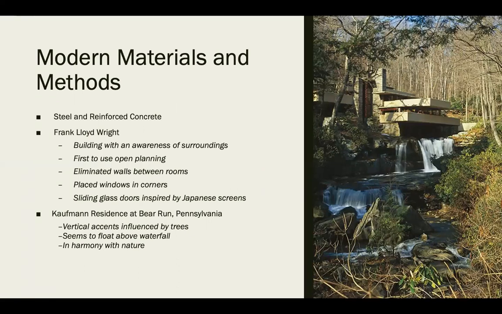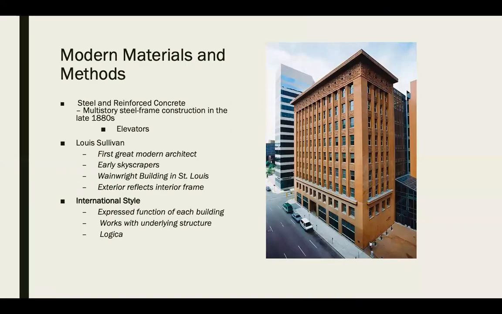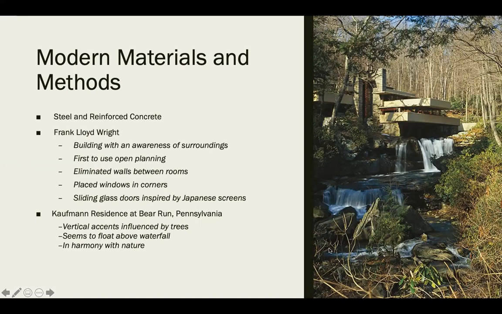Alongside Louis Sullivan, we see architects like Frank Lloyd Wright, who are building with an awareness of the surroundings instead of just placing their architecture in the middle of something and not really considering the space that it's being put in. Frank Lloyd Wright acknowledges natural spaces and builds with an awareness of those surroundings. So this is one of his examples here.